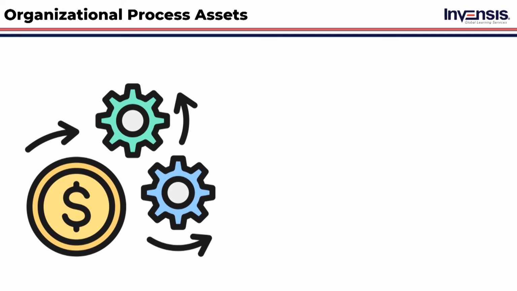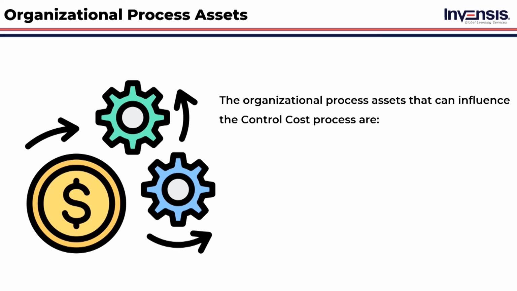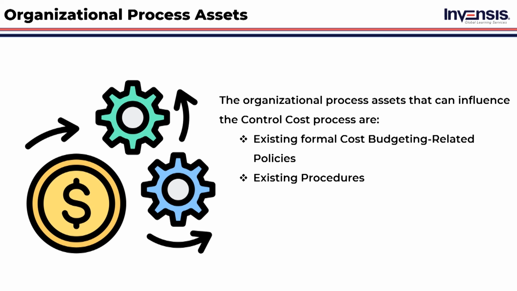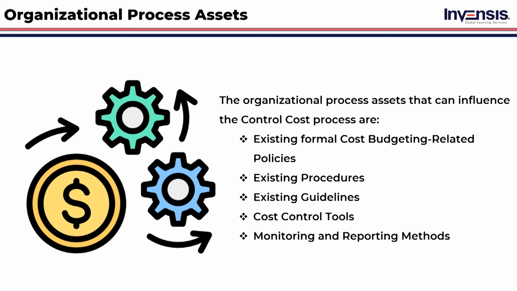Then there are a few organizational process assets that can come into use for controlling cost. The organizational process assets that can influence the control costs process are: existing budgeting related policies, existing procedures, existing guidelines, cost control tools, monitoring, and reporting methods. These are the inputs that are required for the cost control process.